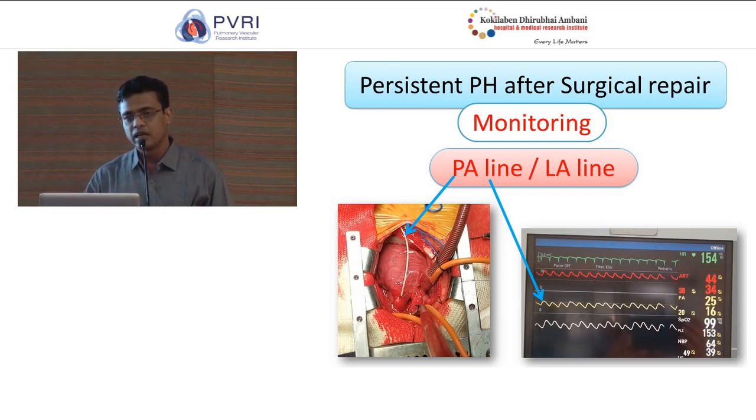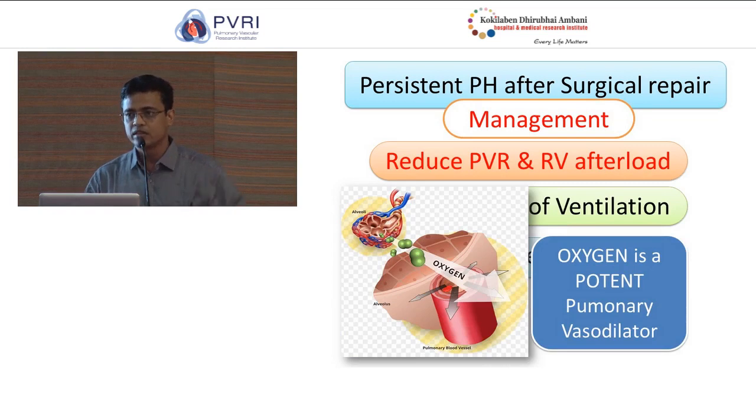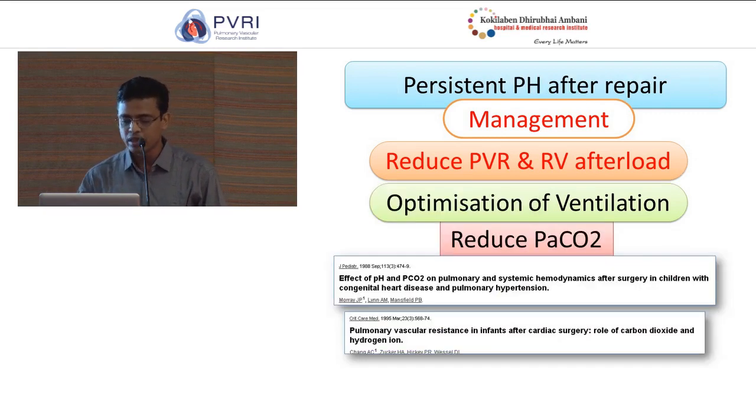Coming to the management, I feel that initially one has to optimize the respiratory parameters to reduce the PVR and afterload. For optimization of ventilation, though it is very basic to say, increase the FiO2 or maintain the optimal FiO2, because it is a very potent pulmonary vasodilator, and most of the time we forget this and start a higher agent, which may not usually be required.